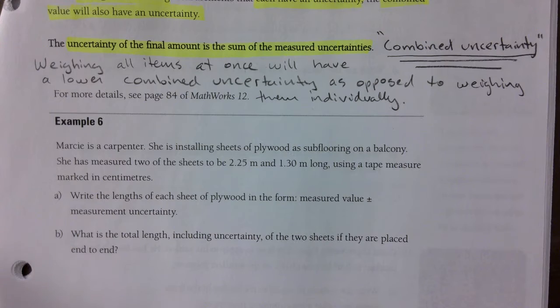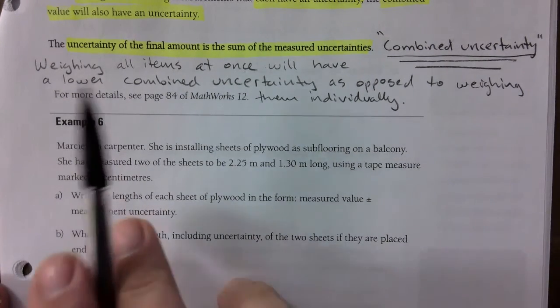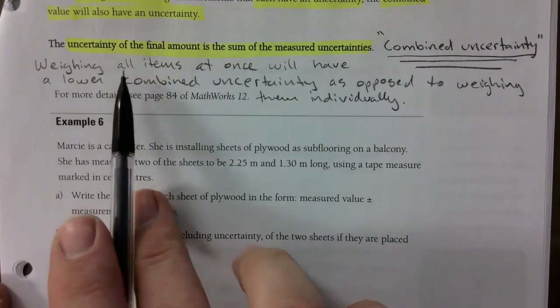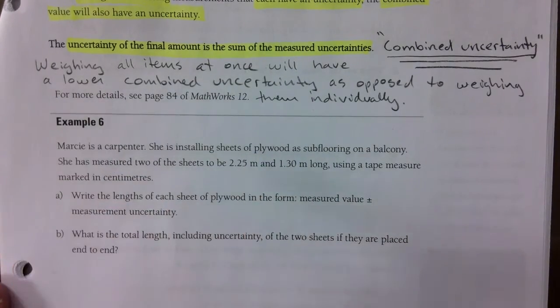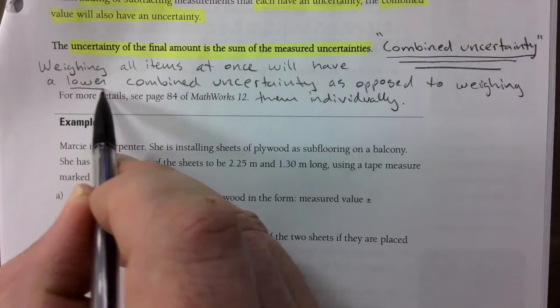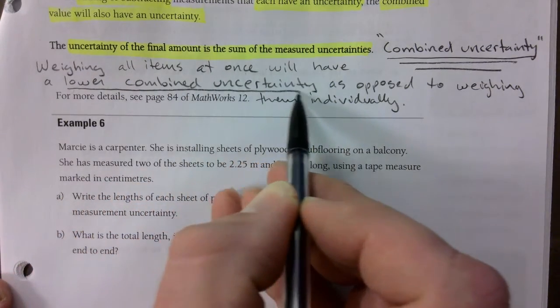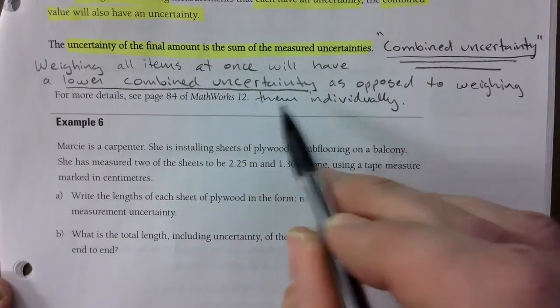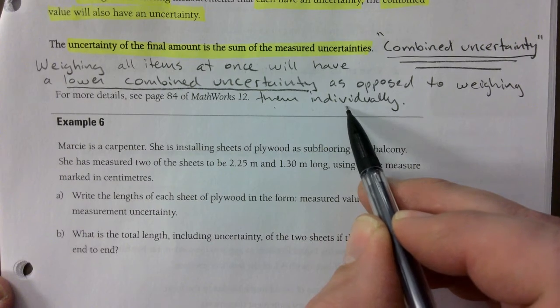And now let's do some math. In case you can't read that because it's a bit cramped in there, weighing all items at once will have a lower combined uncertainty as opposed to weighing them individually. Okay.